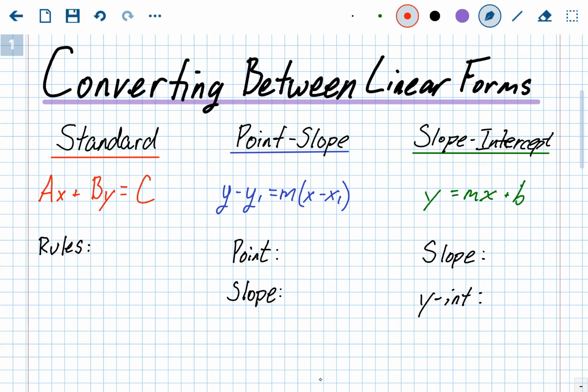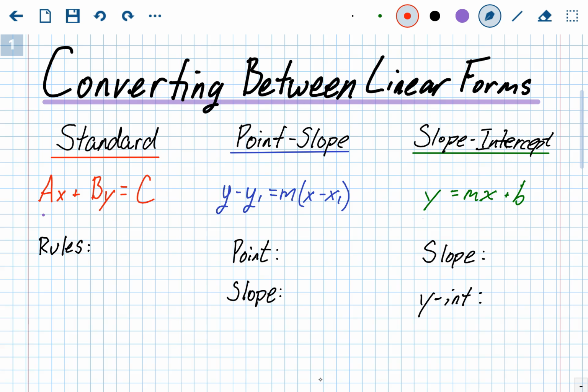We have standard form, which is ax plus by equals c. We have point slope form, which is y minus y1 equals m times x minus x1. And then we have slope intercept form, y equals mx plus b. Each of these three forms tells us different parts about our linear function.